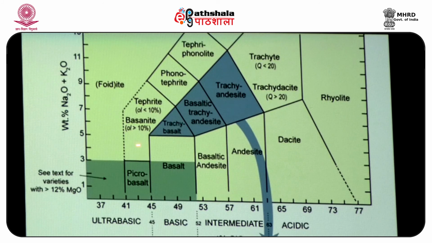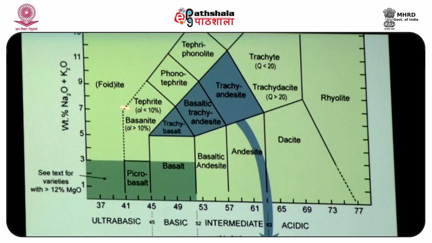When we have 5% onwards of Na2O and K2O, and the silica level goes from 53 to 57 and less, it becomes trachyandesite, basaltic trachyandesite, and trachydacite. Similarly, andesite, trachyandesite. Basaltic andesite, basaltic trachyandesite. So, with the increase in the amount of Na2O and K2O, the rock name changes.